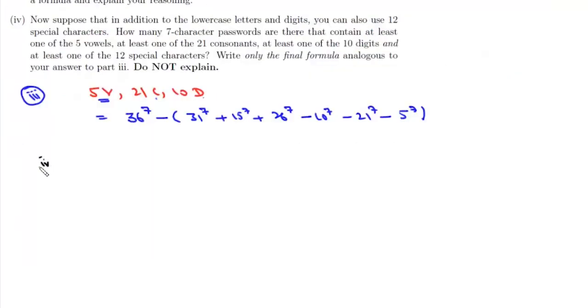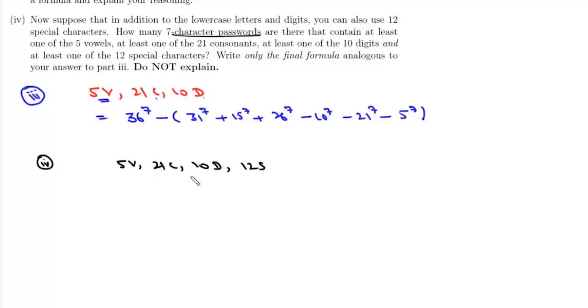And finally we have this fourth case, when we have 5 vowels, 12 consonants, 10 digits, and 12 special characters. Again we have to form 7-character long passwords so that each contains at least one from each. For this also, we'll first find the total number of passwords that can be formed without any restriction.